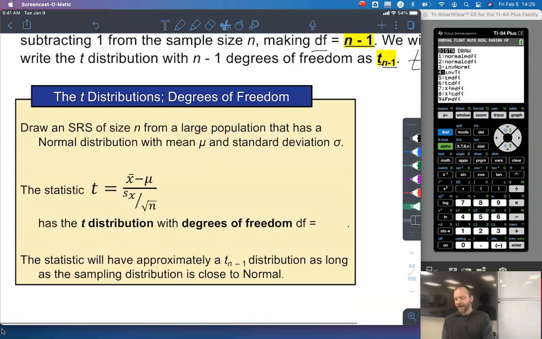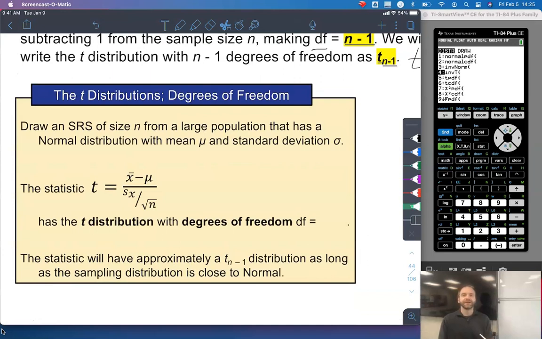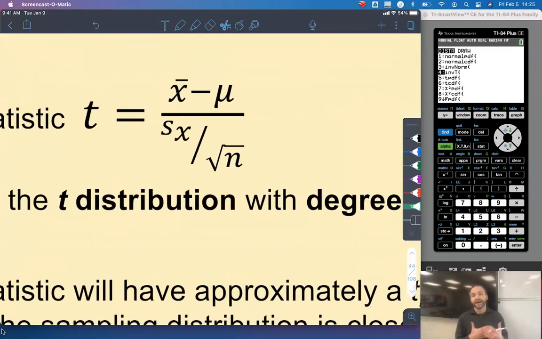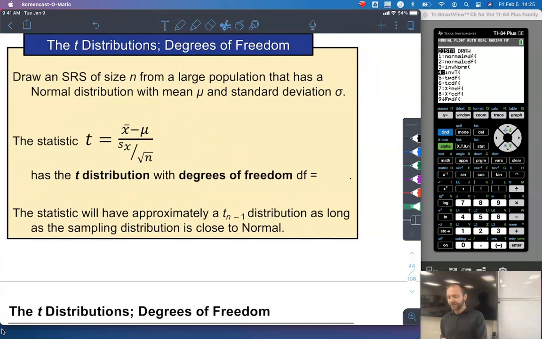So when we are looking at a t distribution with degrees of freedom, draw a simple random sample of size n from a large population, with a mean of mu and a standard deviation of sigma. What happens is the t distribution follows this formula: your sample mean minus the population mean over the standard deviation statistic from the sample divided by the square root of n. And we have degrees of freedom again of n minus 1.